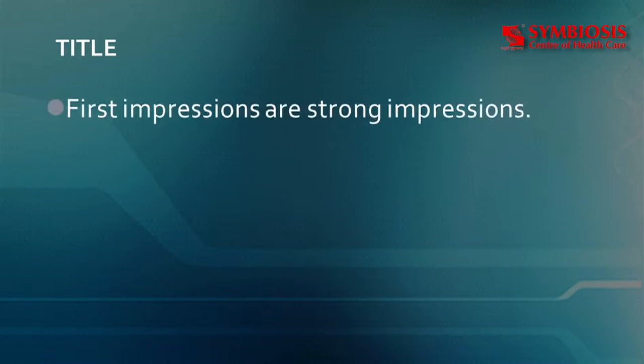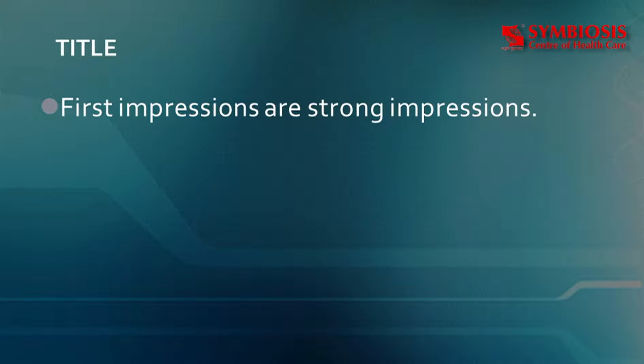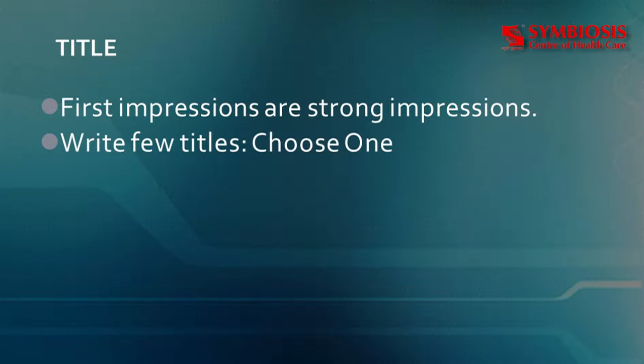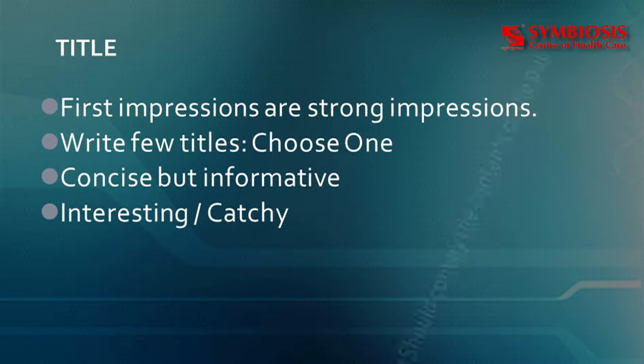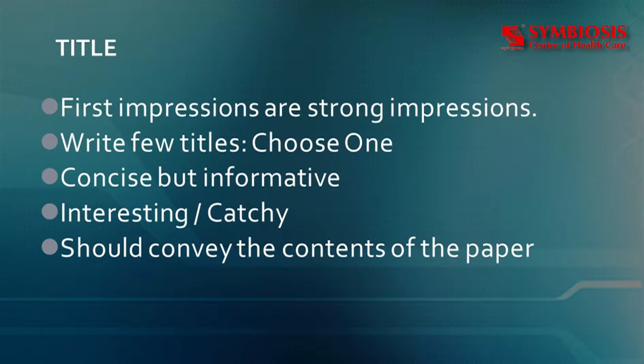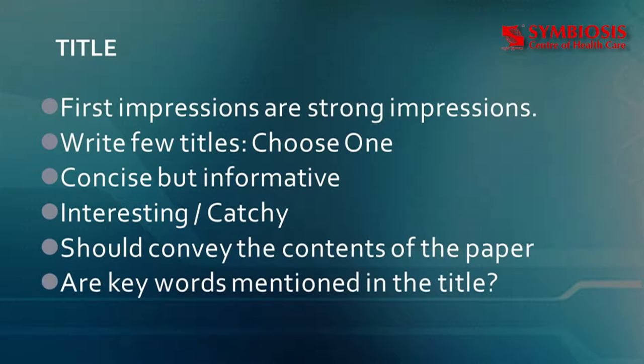Now, let us move on to how you decide upon the title for a paper. When you write a paper, the first thing that comes to your mind is what should be the title of my paper. And please remember that first impressions are strong impressions. How do you do that? You can write a few titles for an article, and then check that your keywords are reflected in the title. Amongst all those, you can choose the one you find much more catchy and interesting, which is concise but informative, captures the keywords you have mentioned, and conveys the contents of the paper. That is why the keywords are critical. Anybody would look for the keywords in the title.